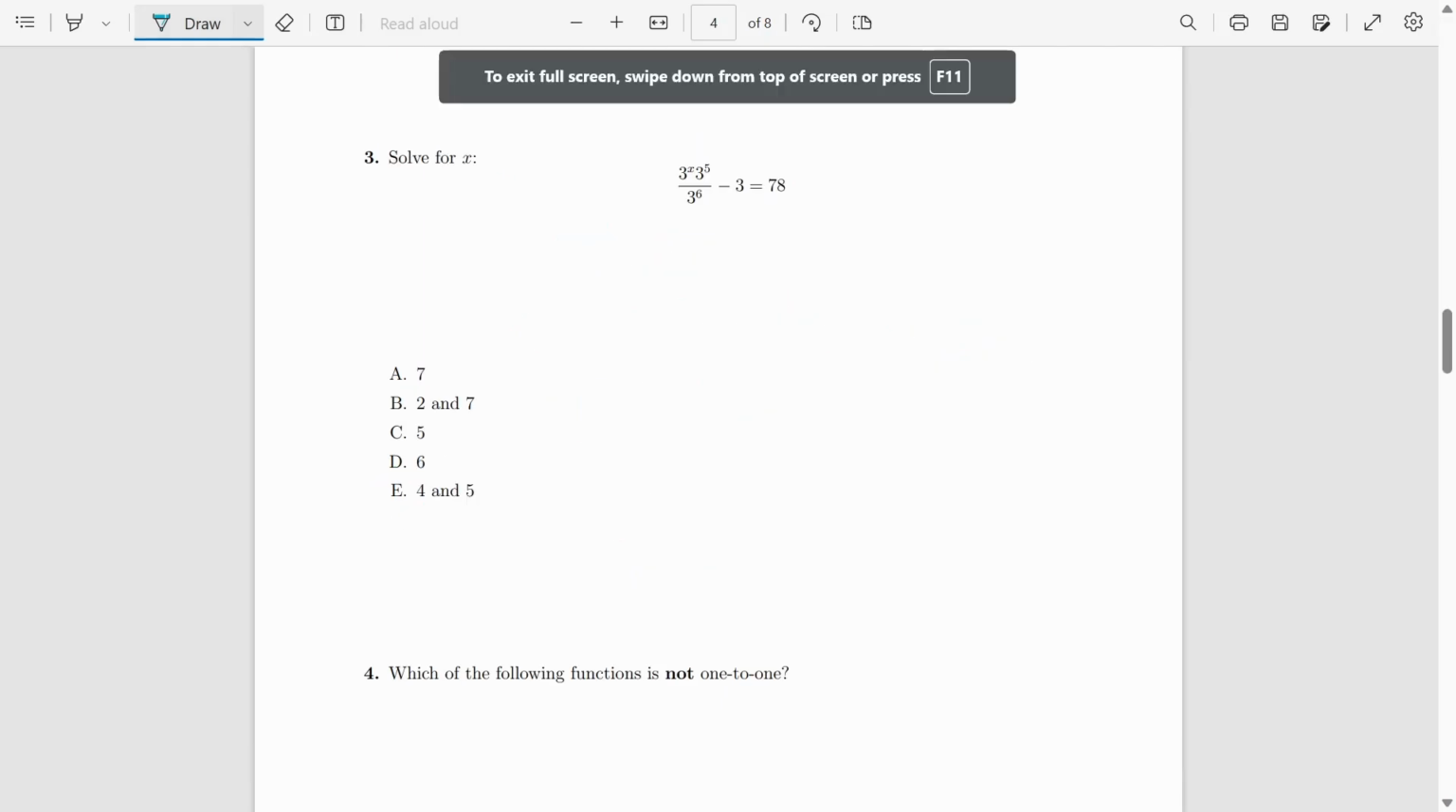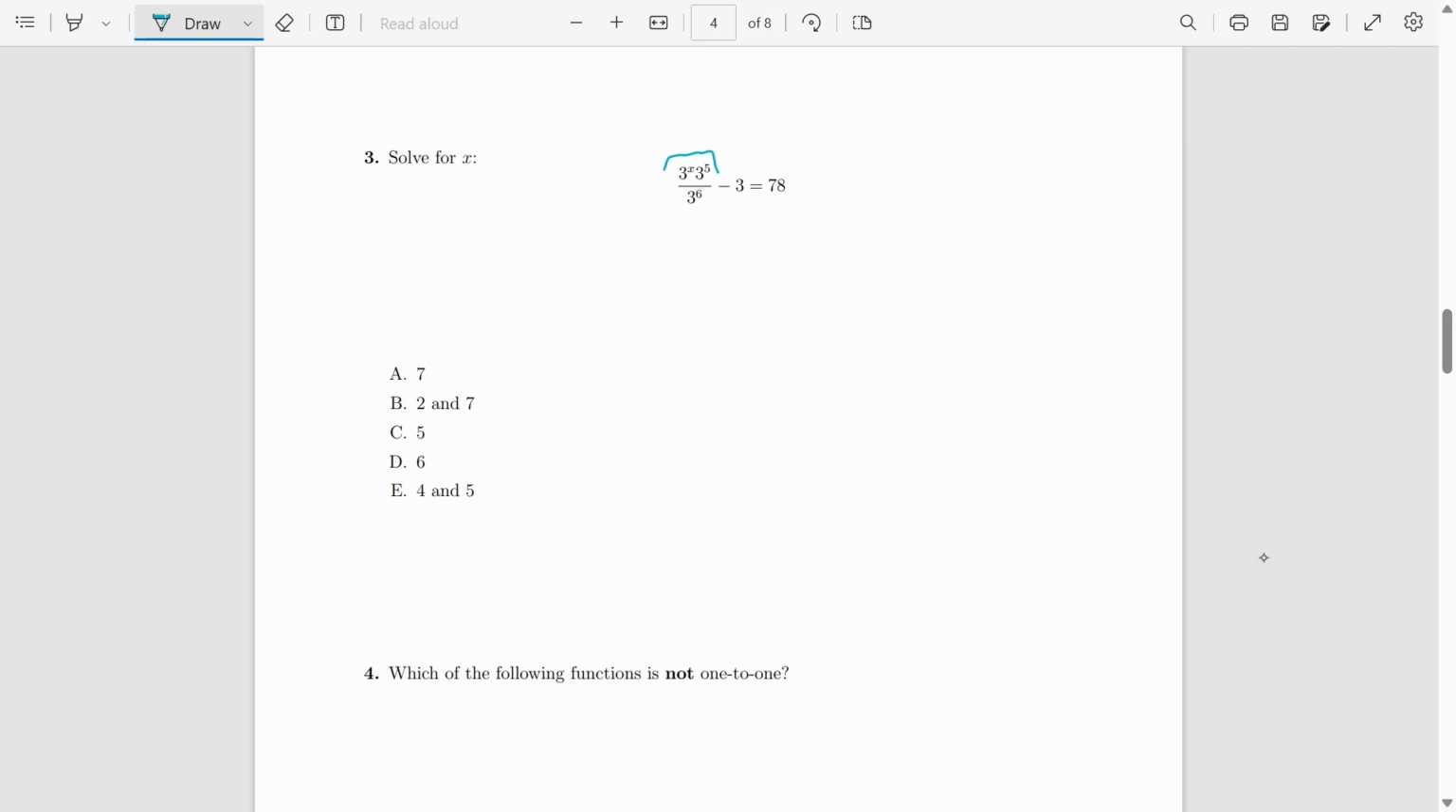All right, numero tres. Just a solve for x problem. But it's a little weird and complicated because look at how many of these 3 to the x and 3 to the 5 we have. All these exponents with base of 3. So we'll be using our properties of logs and exponents a lot for this problem. But the first thing, we'd probably want to get rid of this minus 3. So we'll just add 3 on both sides.